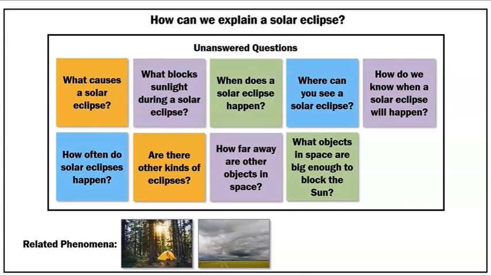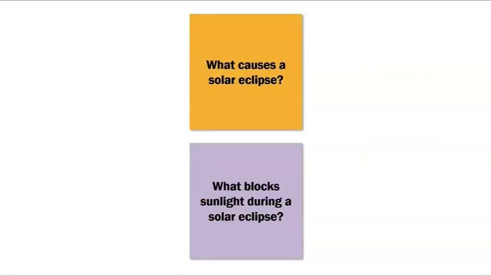Let's look at our question chart. Do you think we can answer any of our questions? I think we can. This question says, what causes a solar eclipse? And this question asks, what blocks sunlight during a solar eclipse? Can we answer these questions? Show me a thumbs up if you think we can answer these questions. Show me a thumbs down if you do not think we can answer these questions. Thumbs up. We can answer both of these questions.